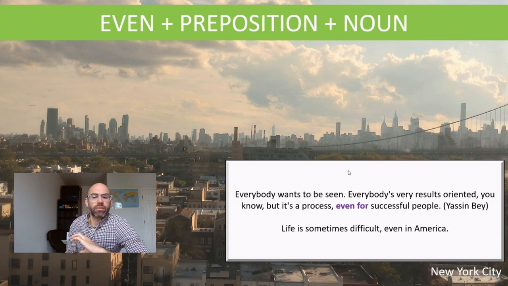And then the second example is, it says life is sometimes difficult even in America, right? So including America in that group of countries in which life is sometimes difficult. So emphasizing that maybe it's not what you would expect, but even this country in this case will be included in that original statement about life sometimes being difficult.